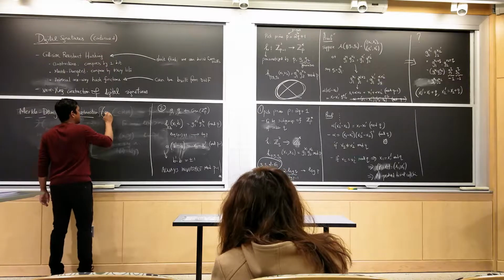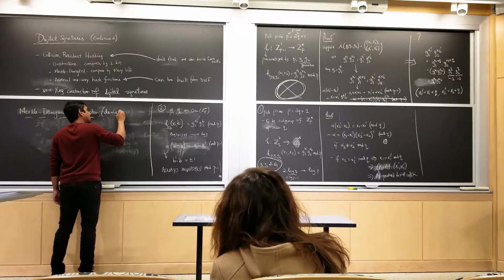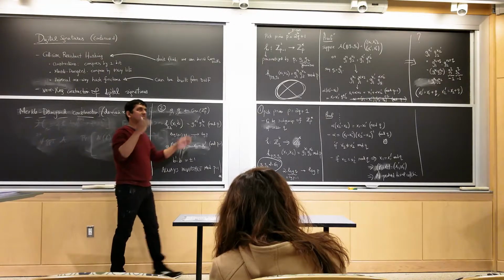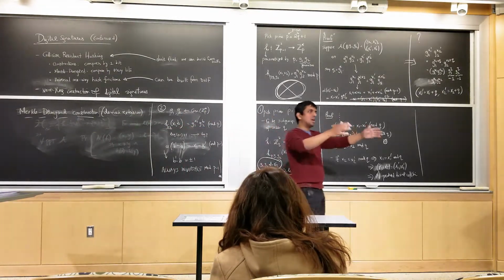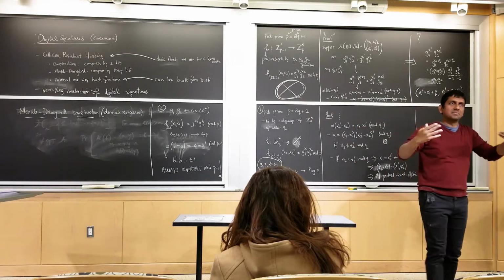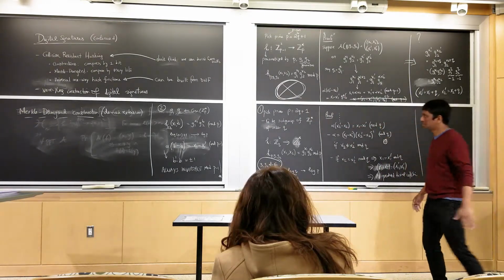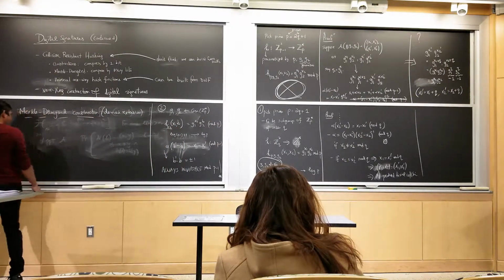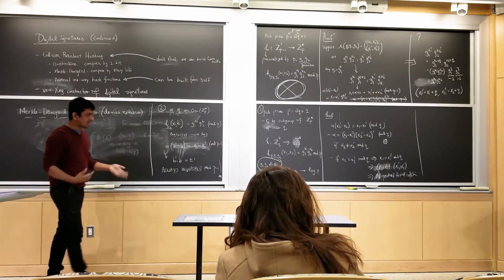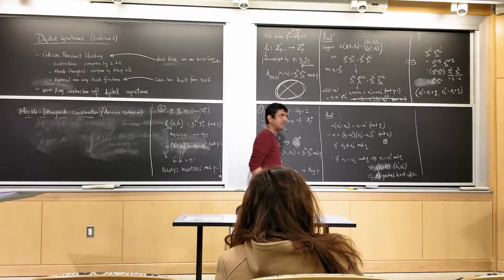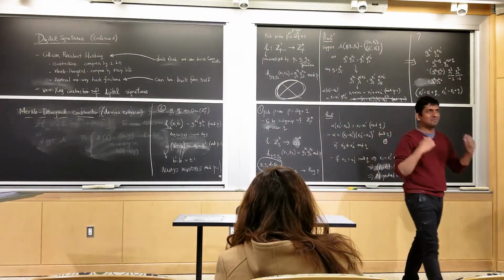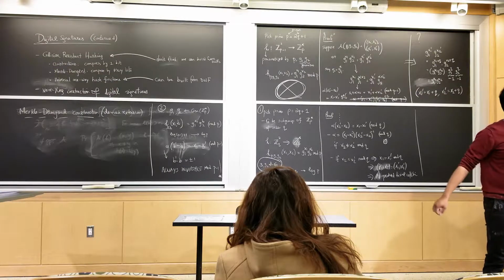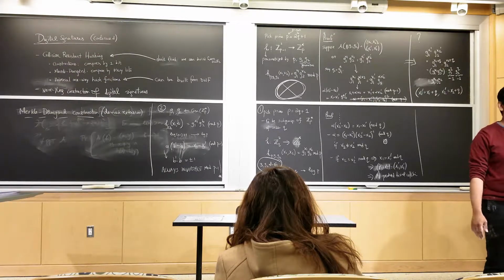It's also called domain extension, because you have a hash function that maps from n plus 1 bits to n bits, and you want to map from n squared bits to n bits, so you extend the domain. Okay, so how does the construction go? Let me ask you how you would do it without Googling for it.